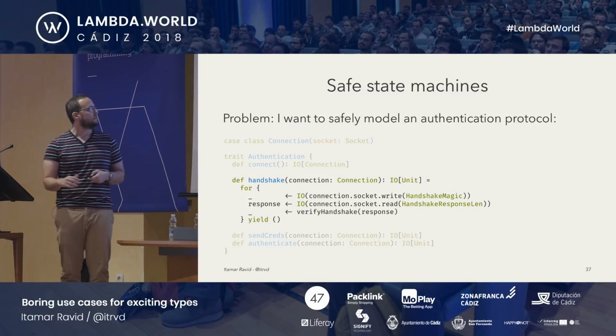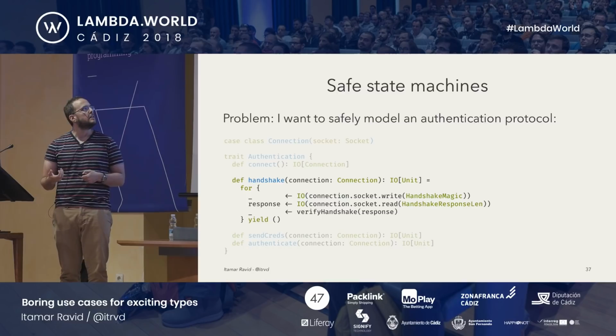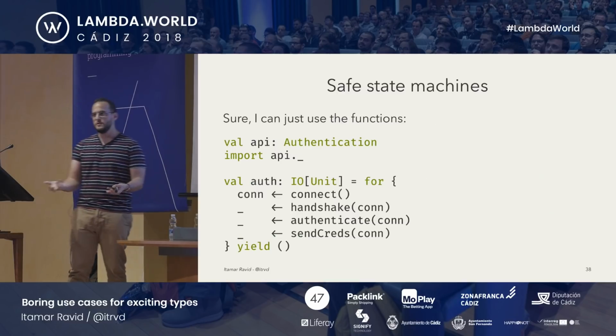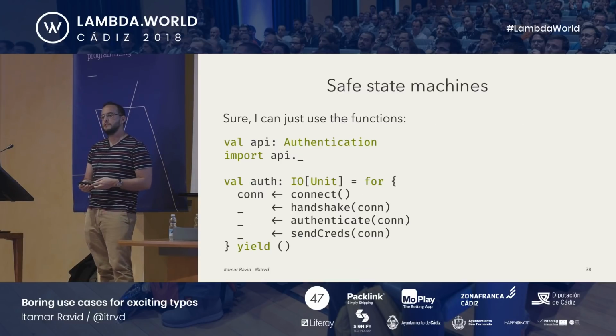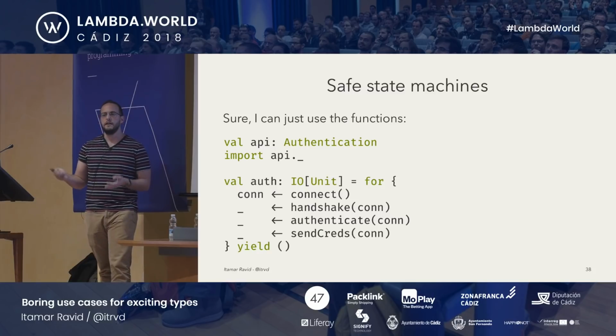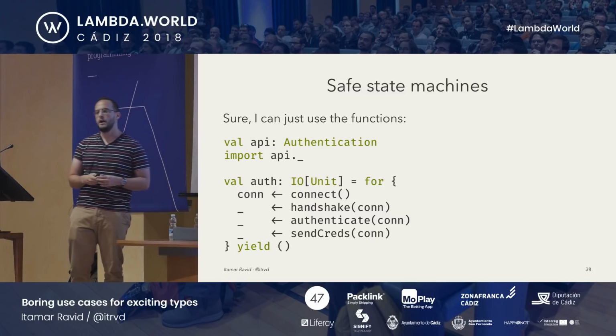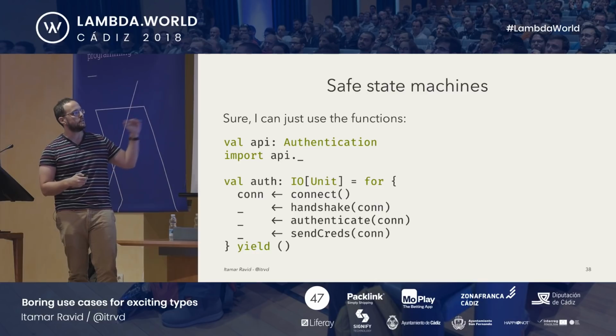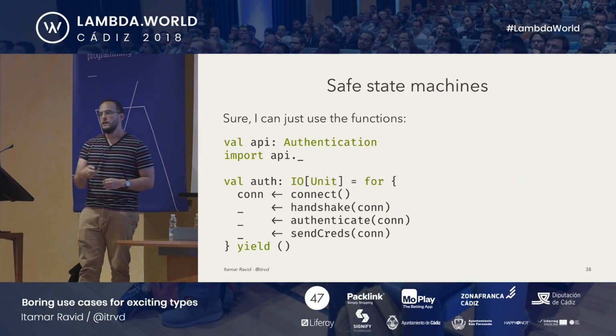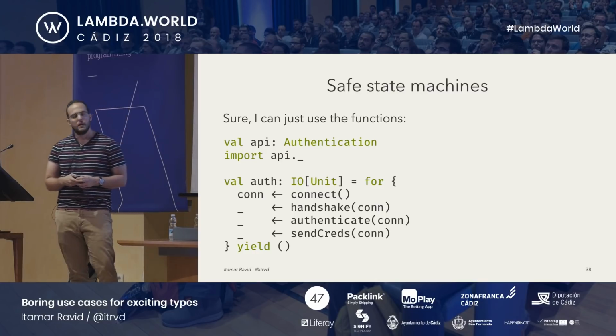OK, great. So how do I use this? Well, I can just use the functions, right? If I have an instance of authentication in scope. So if I have the API, I can import all the functions out of it. And I can sequence them using for comprehensions because I'm working with the I/O monad.